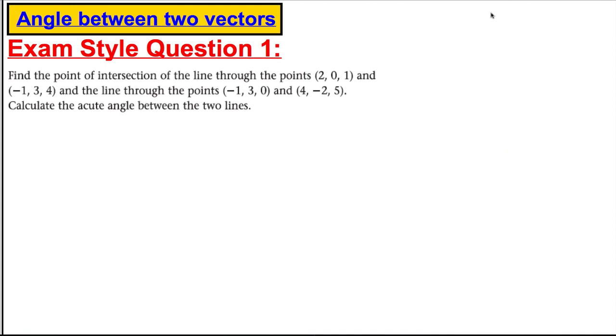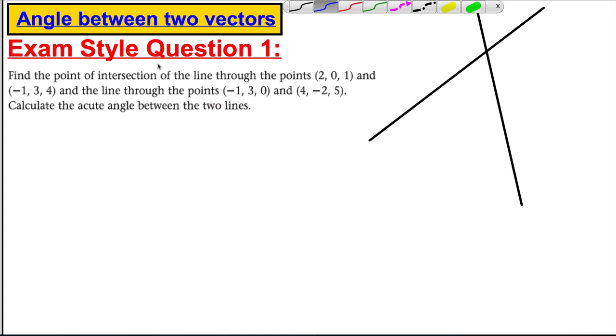We want to find the point of intersection of the line through the points (2, 0, 1) and (-1, 3, 4), and the line through the points (-1, 3, 0) and (4, -2, 5), and calculate the angle between the lines. So let's just draw a picture to see what's going on. We've got two lines here, let's say. On one of the lines, there is the point with coordinate (2, 0, 1). So this point has position vector relative to the origin (2, 0, 1).